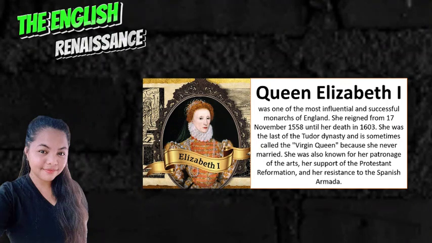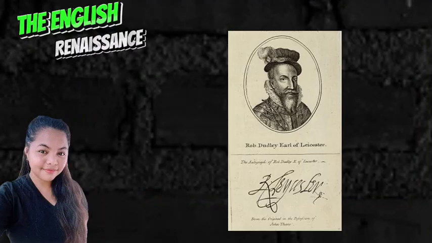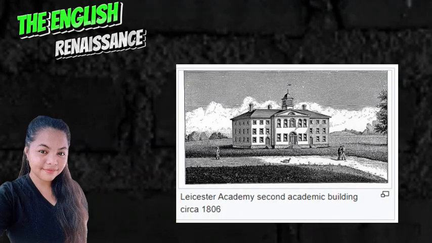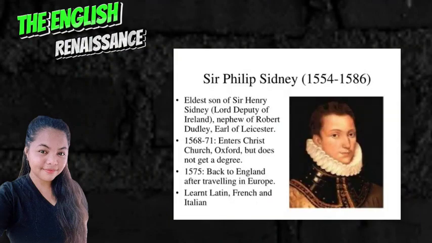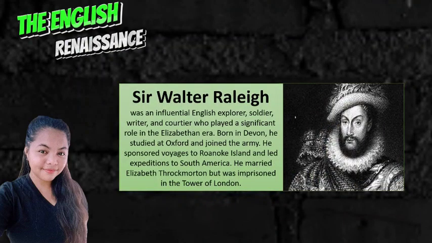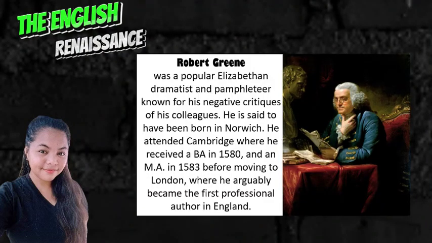Next is the Earl of Leicester, who was one of the closest and most powerful courtiers of Queen Elizabeth I and a patron of arts and science. He founded the Leicester Academy, a group of scholars and writers who met at his estate to discuss and exchange ideas. He also sponsored many writers and poets such as Edmund Spenser, Sir Philip Sidney, Walter Raleigh, and Robert Greene.